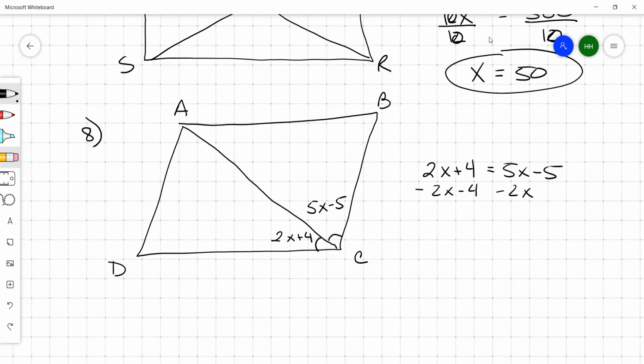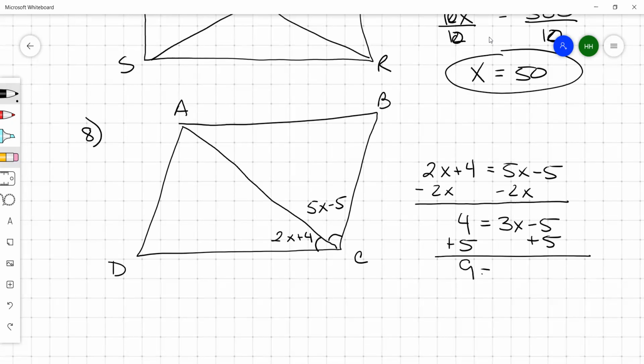No. See, when I start trying to do too many steps at once, I make mistakes. Get that out of there. So 4 equals 3x minus 5 and add 5 to each side. 9 equals 3x and divide by 3. So 3 equals x. So x has to equal 3 for that problem to be a rhombus.